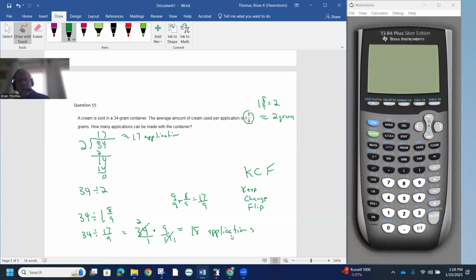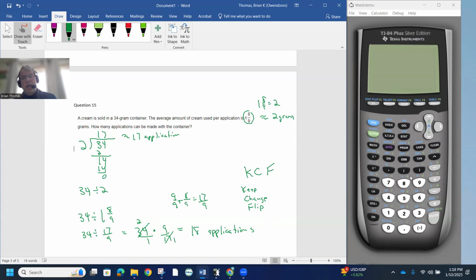And that should make sense because we rounded up, so we should actually get more applications than 17. We get one more application. So estimation gets us in the ballpark, but this is the actual math to get the 18 applications.